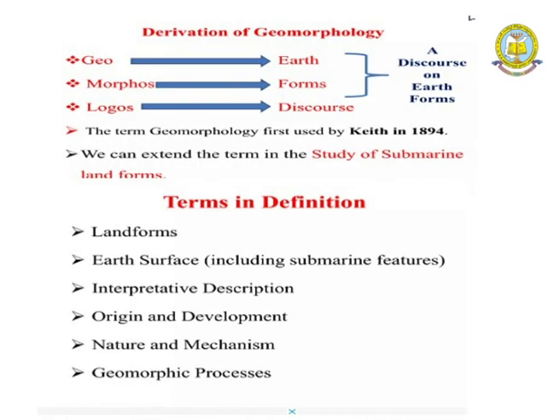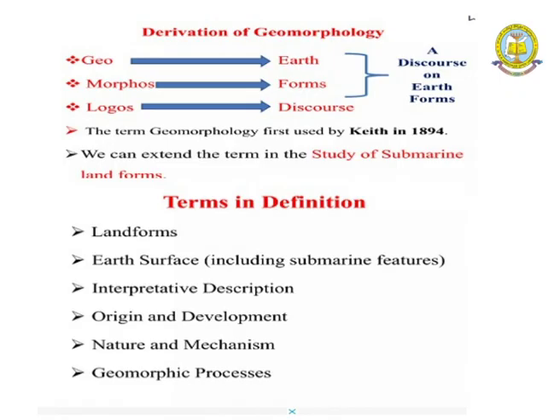Okay, so now what is meant by geomorphology? As I told you at the very start, try to interpret the meaning from the word itself so that you can remember it very easily, isn't it? As we interpreted the meaning of geography from the word geography, in a similar way we can interpret the meaning of geomorphology from the word itself. Geo, morphos and logos. Geo, as I have said earlier, represents the earth, morphos means forms, and logos means discourse.